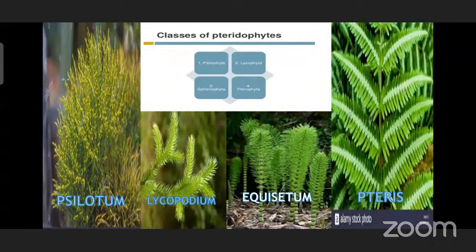Then they form haploid spores, which develop into a haploid gametophyte, and that haploid gametophyte gives the male and female gametes. This gametophytic stage is inconspicuous, that means very short lived. And finally, when the gametes fuse, it gives a sporophyte again.